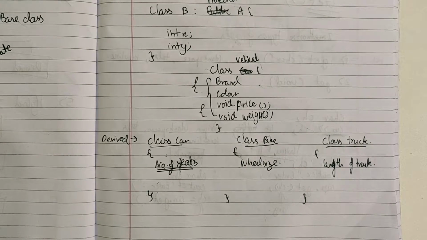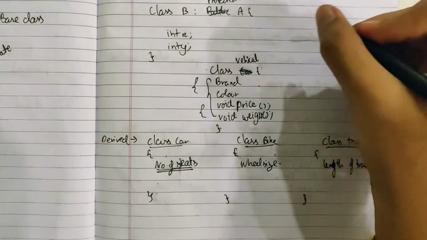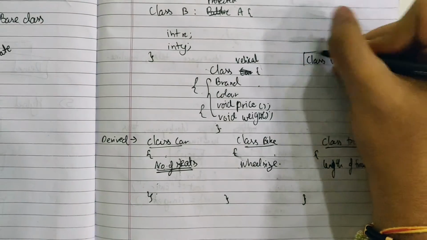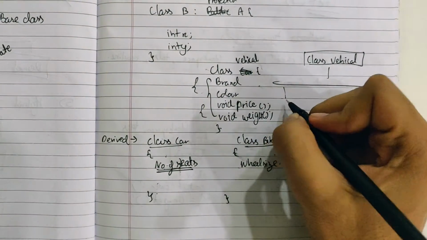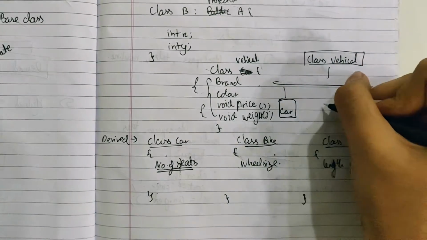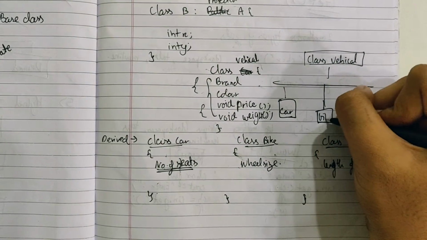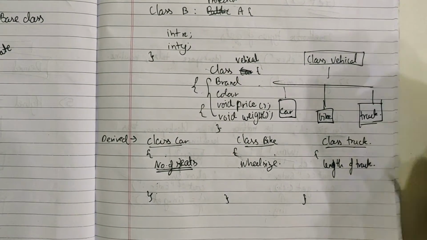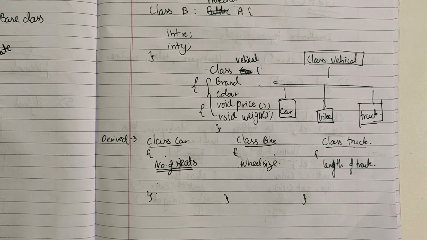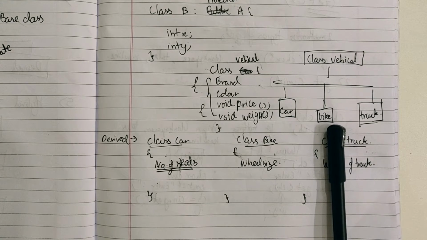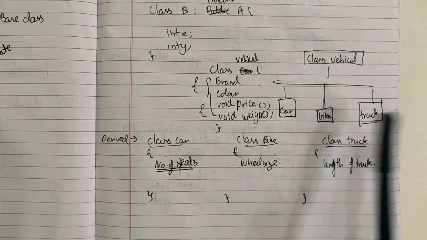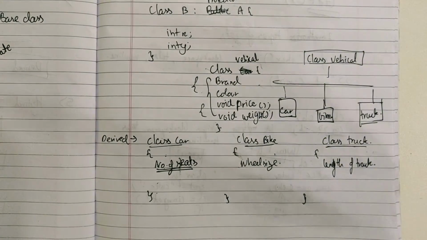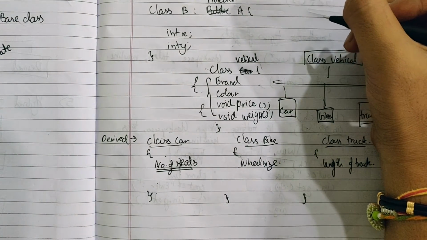So if that is understood, if you diagrammatically represent it, it was class vehicle which has three derived classes. The first being car, second being bike, and the third being truck. Now we studied our types of inheritances before, so this one is which type of inheritance? This one is hierarchical inheritance.